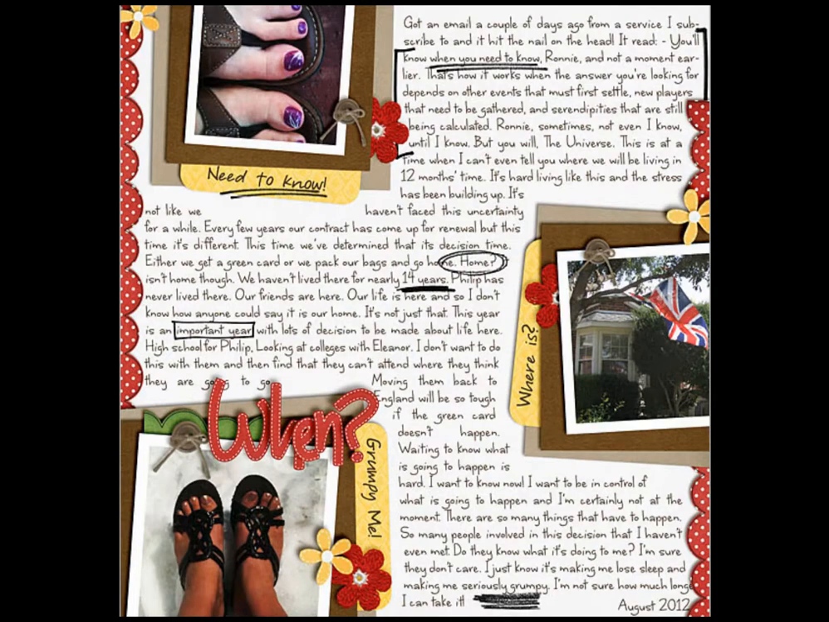This layout is by Ronnie, and in here she details some of the stresses that she has going on right now, and you can see how she's used brackets, underlines, circles here and there for the important parts of her story. I especially like this one down here where she's repeatedly underlined "seriously grumpy."